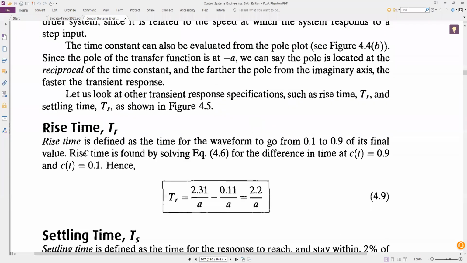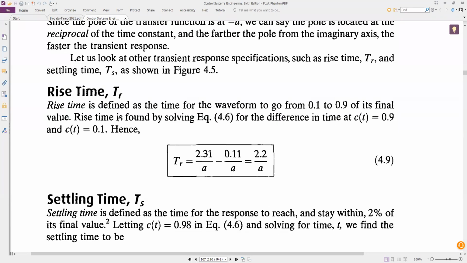Let's move on. Some other things are given like rise time, Tr. The rise time is defined as the time for the waveform to go from 0.1 to 0.9 of its final value. Rise time is found by solving equation 4.6 for the difference in time c(t) at 0.9 and c(t) at 0.1. So rise time is the time gap between 0.9 and 0.1.